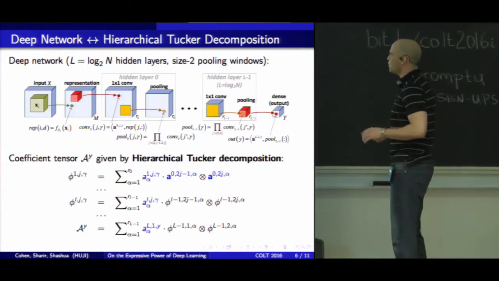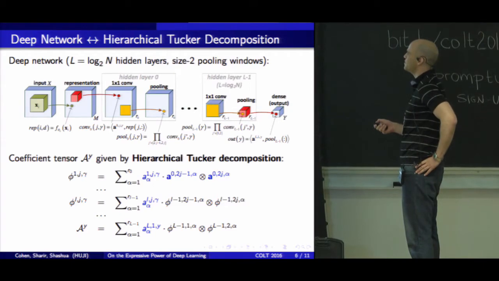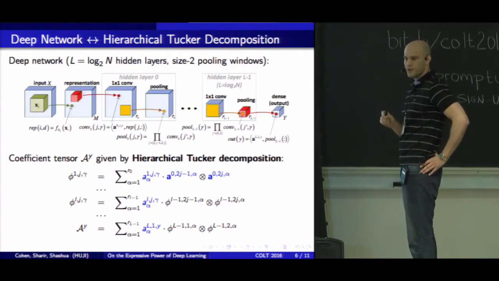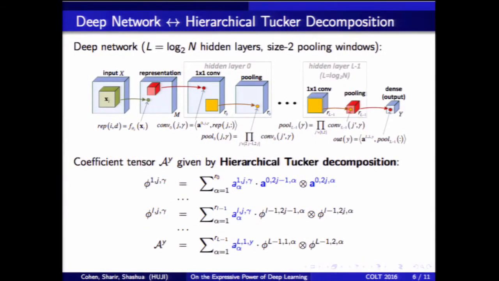Let's move on to a deep network. Consider, for example, the case where we have a deep network and each pooling window covers 2 entries. In this case, the decomposition of the coefficient tensor is the hierarchical Tucker decomposition. This is something relatively new. It was introduced in 2008 by Hackbusch and Kühn. The details here are not that important.